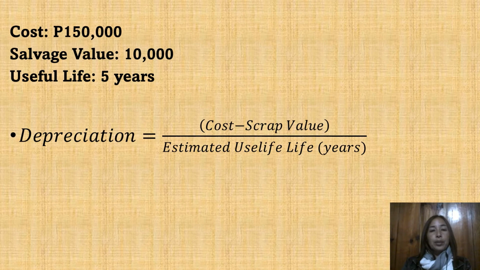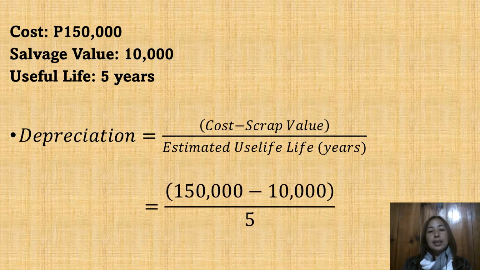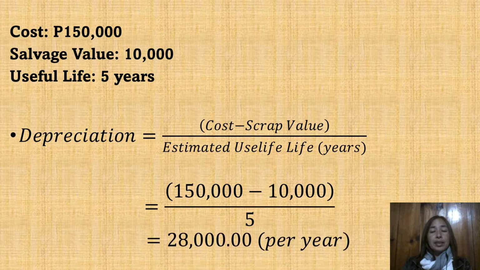Okay, next, we have here how to solve it. We're going to use this first formula. The depreciation for each year is equal to the cost minus scrap value divided by the estimated useful life in years. So we have the cost, which is 150,000. We remove 10,000, and then the answer, you divide it into 5 years. So makukuha natin 28,000 per year.